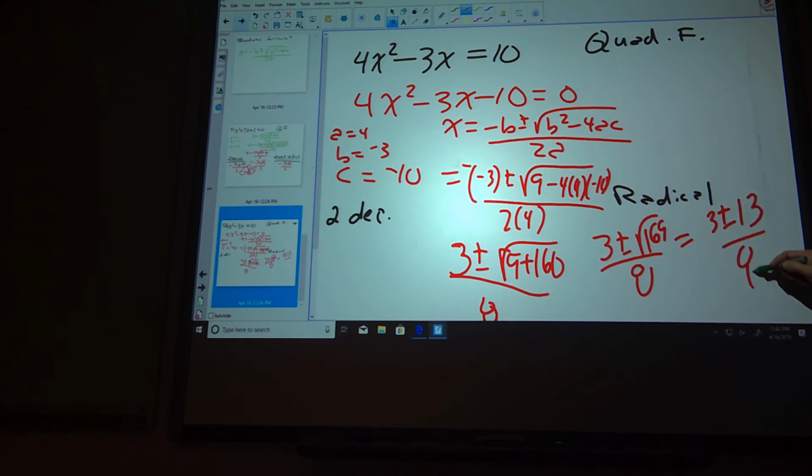Obviously, this one you're just going to get the single answer. So you get 16 over 8, which is 2, and negative 10 over 8, which is negative 5 over 4. And that's the only way to get your answer on that one. It works out perfectly.